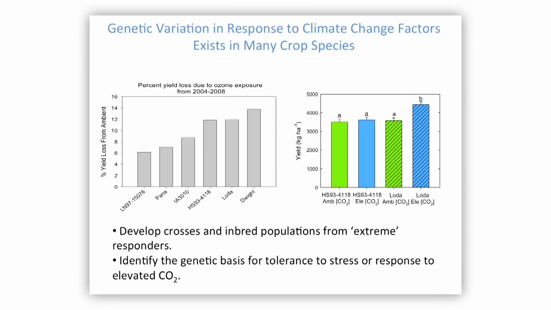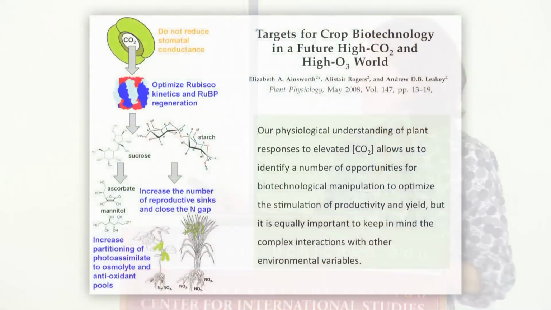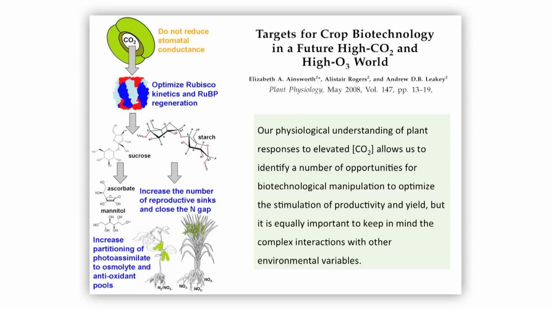And so the fact that genetic variation exists means that we can understand the genes and the mechanisms that are controlling this variation. And so you can cross the extreme responders by one another, and you can dissect the genetic mechanisms that are causing that response. And so we are beginning to do this. And so we do have some physiological understanding of plant responses to high CO2, and those have identified a number of targets that really are opportunities to maximize production in the future.